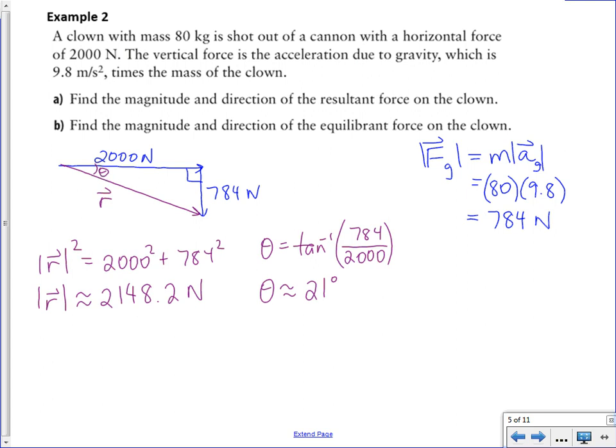Okay, and then, so the resultant is 2,148 newtons. And then what's the direction, guys? So the theta, in this case, you didn't have to do any adjustments or find any extra angles because the theta is an angle that's made with what direction? It's not with east, you gotta be careful here, with the horizontal.